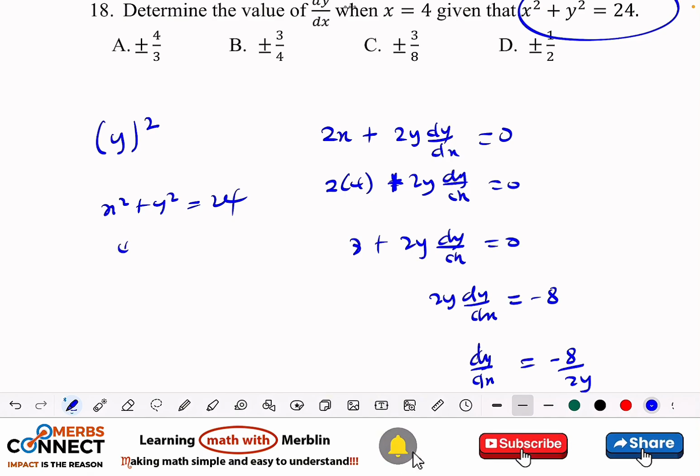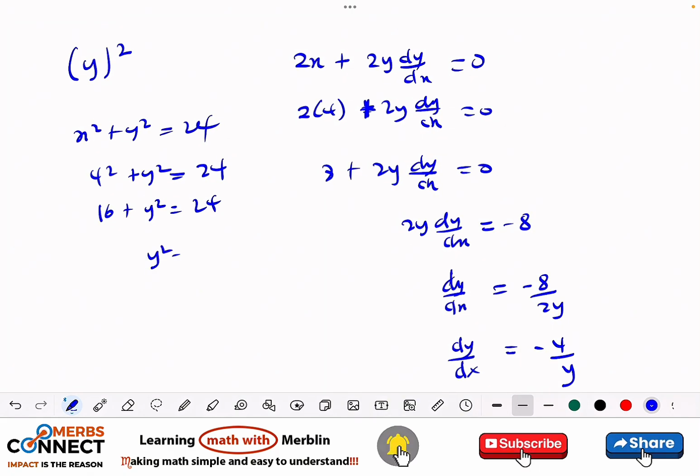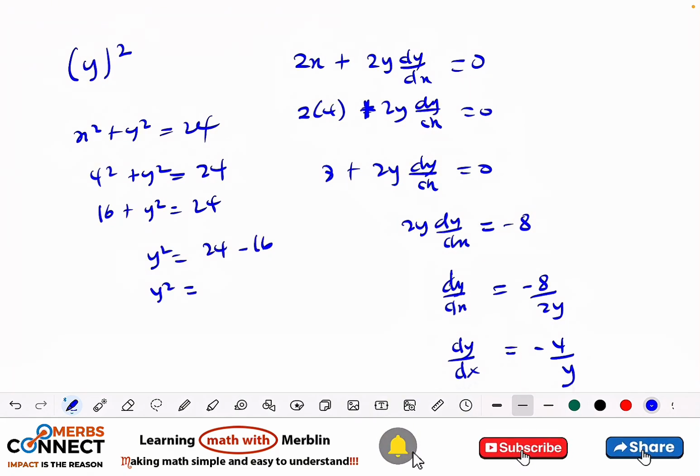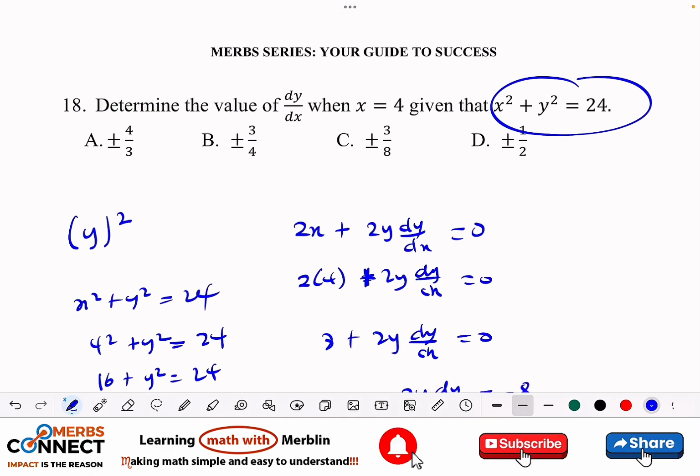We can pick 4 squared plus y squared is equal to 24. So we are going to have 16 plus y squared is equal to 24. And then y squared will be equal to 24 minus 16. Y squared will be equal to 24 minus 16 is going to give us what?